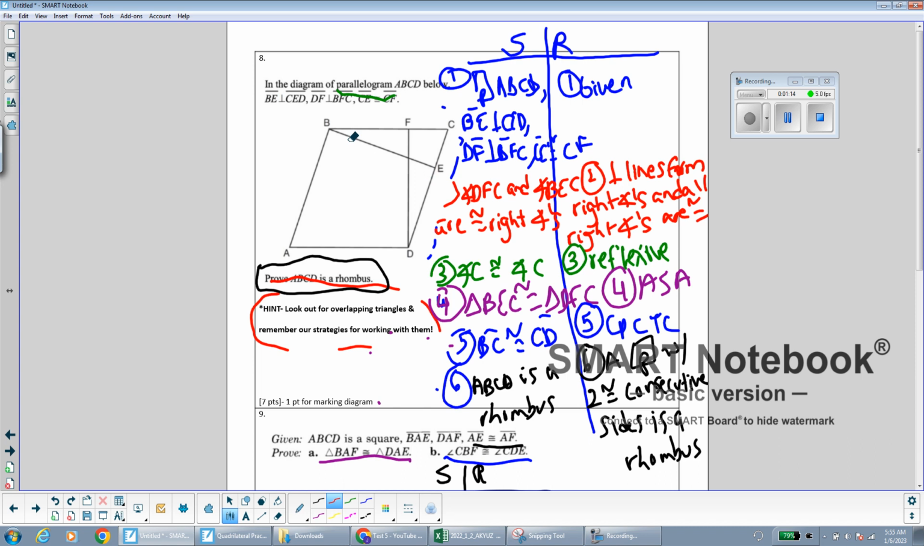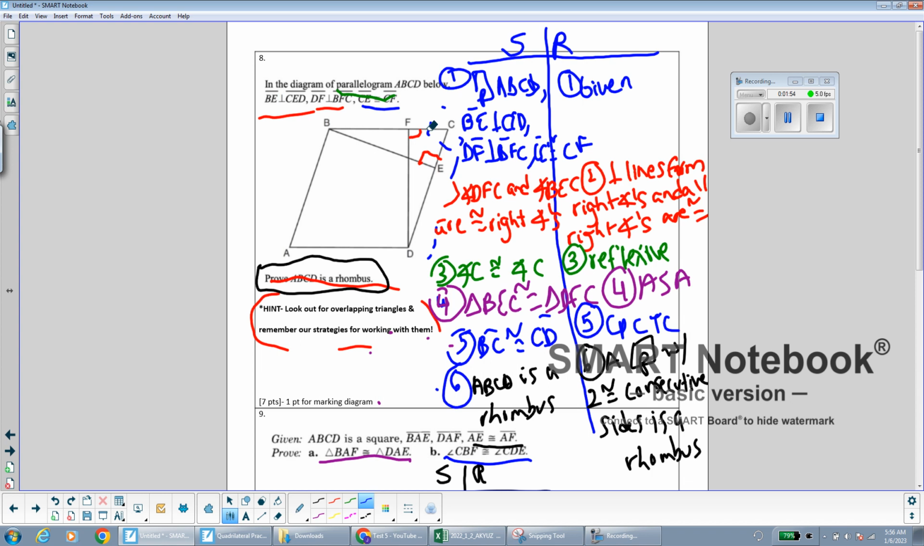So here's BE, and it's perpendicular to CD. So I know that right angles are formed. There's also a right angle over here. It also tells us that DF and BFC are perpendicular. So I know that means right angles are formed. And there's also a right angle over here. The last given tells us that CE is congruent to CF. So here's CE and here's CF.